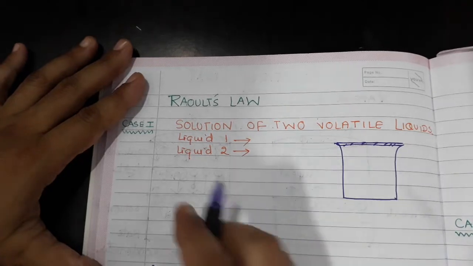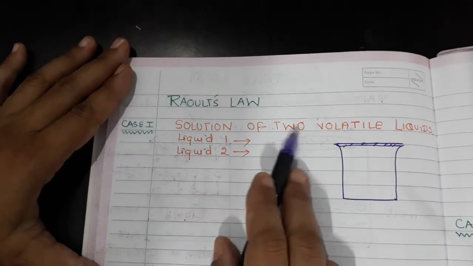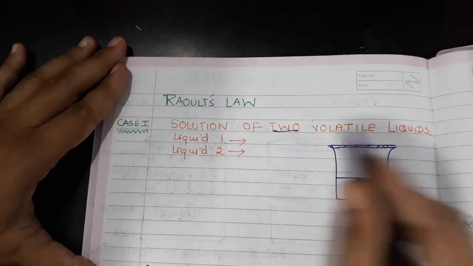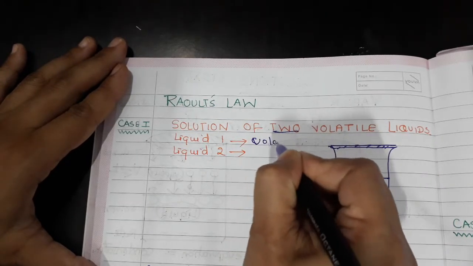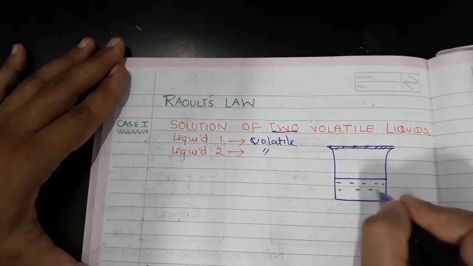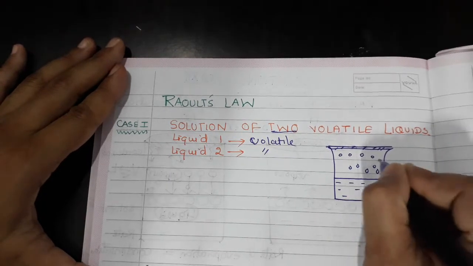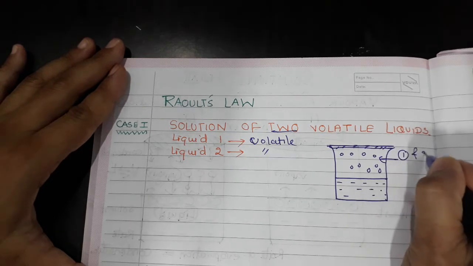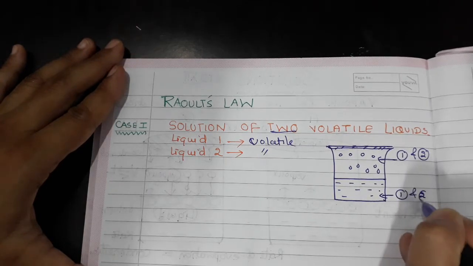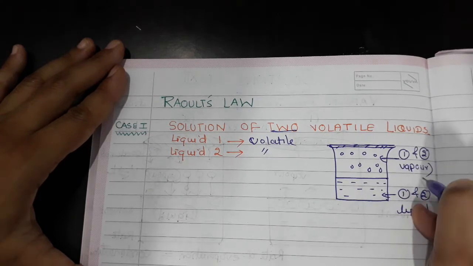So now we continue with Raoult's law. To understand Raoult's law, let us take case 1. Solution of two volatile liquids. Just now we studied that we are having a solution of two volatile liquids. Liquid 1 is also volatile and liquid 2 is also volatile. Now, when both the components are volatile, we have discussed that we will get vapors over here and these vapors will be from component 1 as well as from component 2. So here we are having component 1 and 2 in the liquid phase and here we are having both the components in the vapor phase.